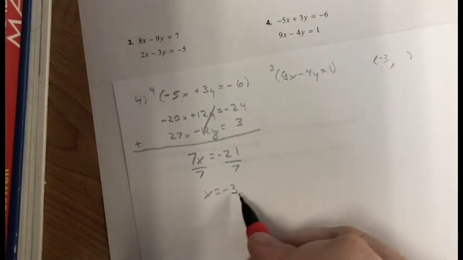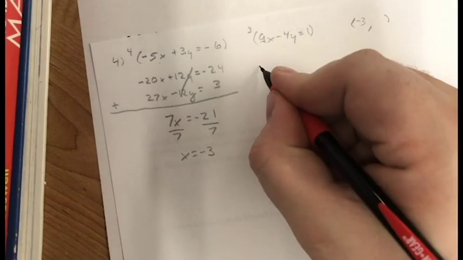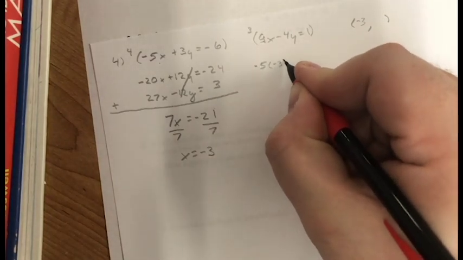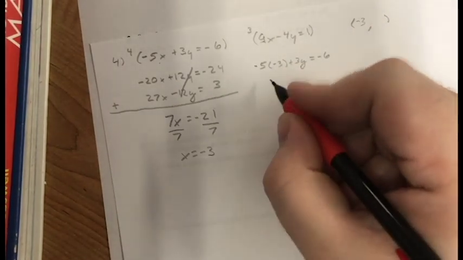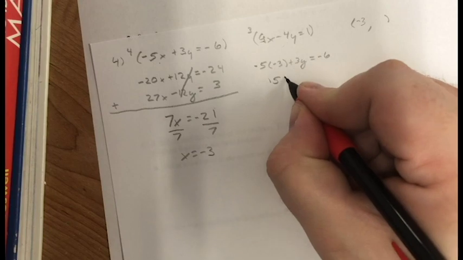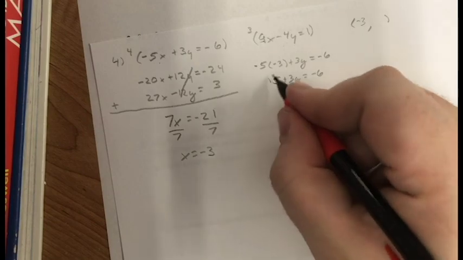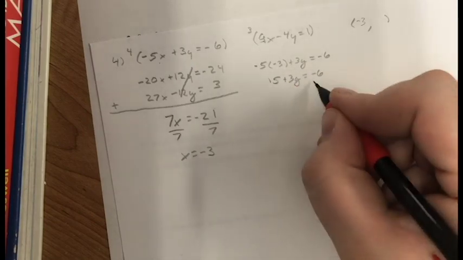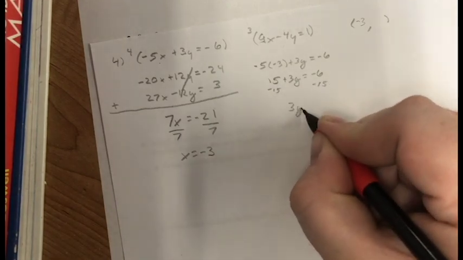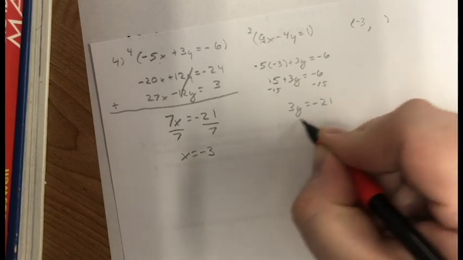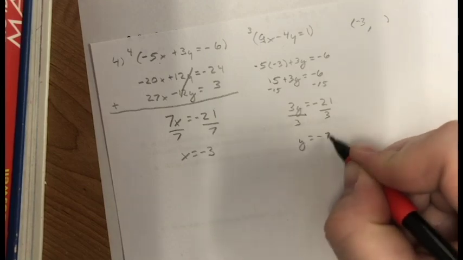Now that I know that, I can plug this negative 3 back into one of the original equations. So I'm going to use this one. Negative 5 times negative 3 plus 3y equals negative 6. Negative 5 times negative 3 gives me a positive 15 plus 3y equals negative 6. We're going to do SADMAP now because we've simplified this expression on this part of the equation, and we're going to subtract 15 from both sides. And I get 3y is equal to negative 21. Now I'm going to divide by 3 on both sides to continue my SADMAP process, and I get that y is equal to negative 7.